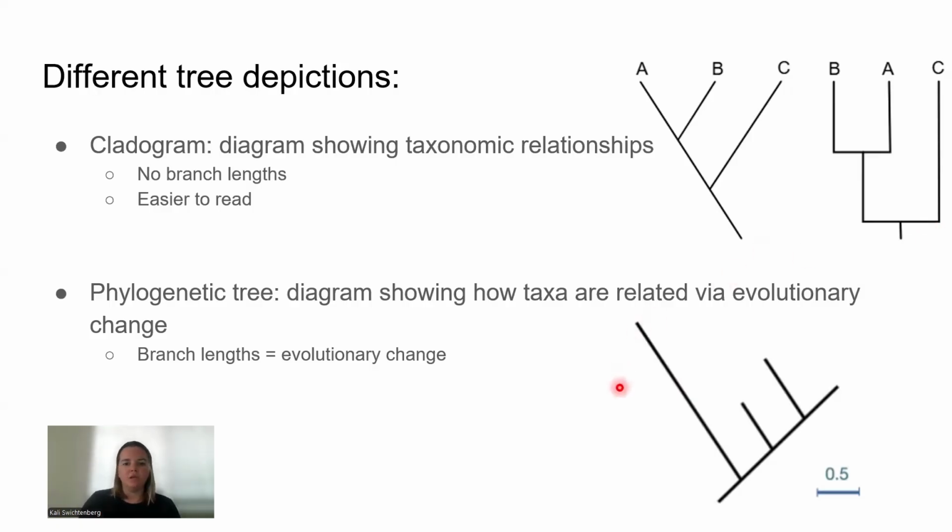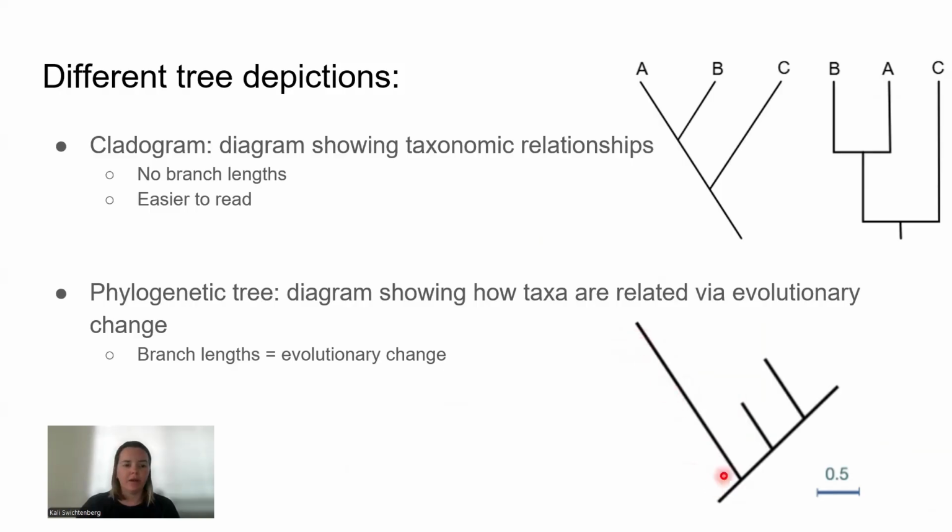If we want to also look at the rate of evolutionary change, then we will end up with a phylogenetic tree. And that is when we get our different branch lengths. So our tips are still going to be extant species, so still species that are around today, even though they're not landing at the same level. But the length of the branches is going to equate to the amount of evolutionary change over time.